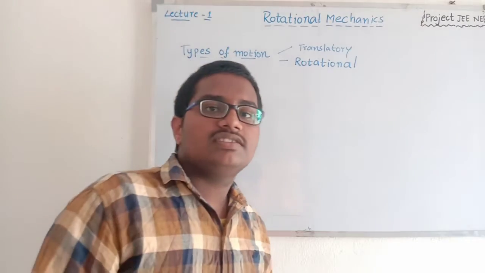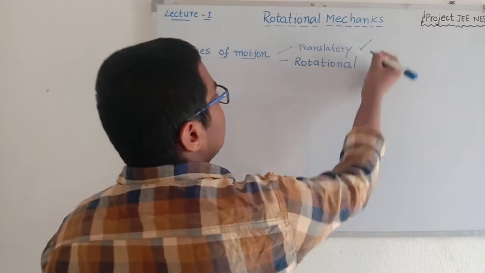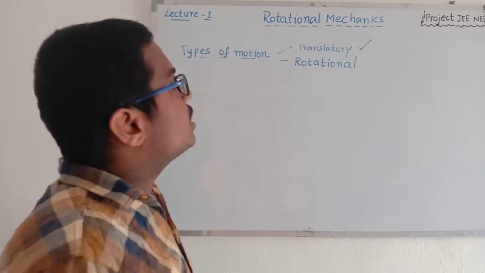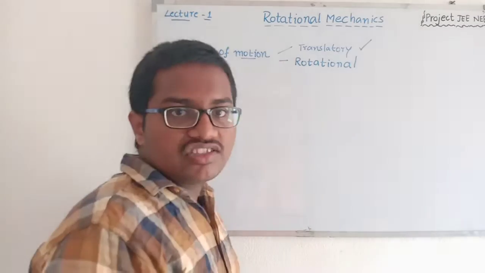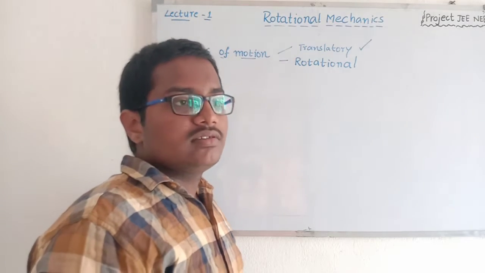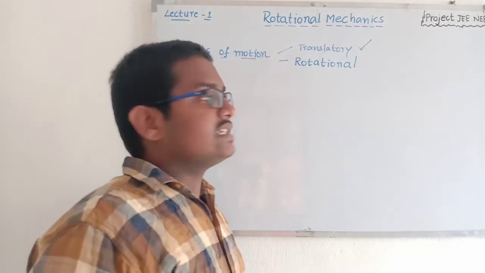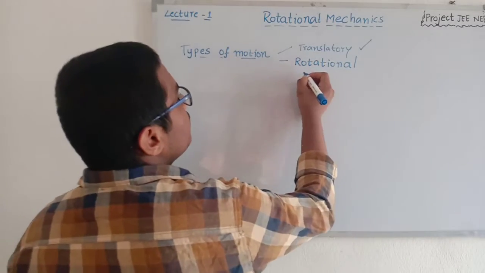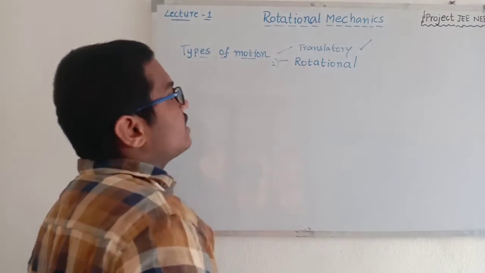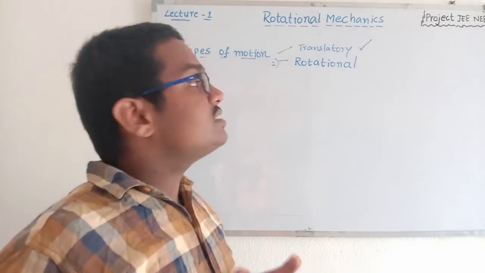In the previous discussion we completed the translatory motion. I hope you all understood the translatory motion definition and examples as well. If you want more examples, just Google them. We get any number of examples as per wish. Then going to the second type, which is rotational motion. So what is rotational motion?